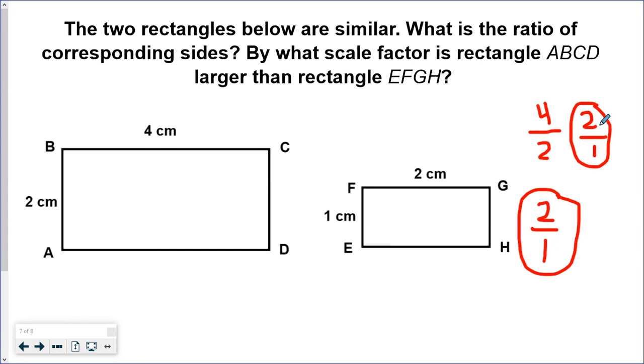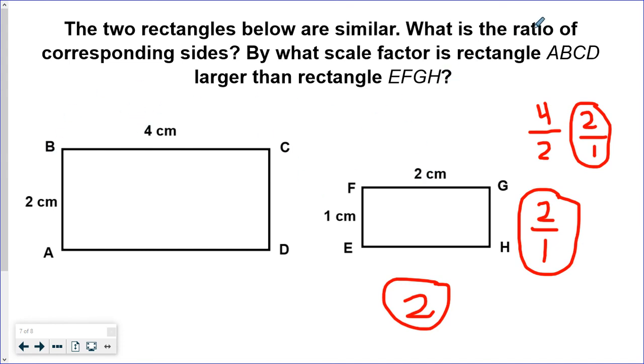That's the ratio. When it says, what's the scale factor? Well, what did I multiply 2 by to get 4? What did I multiply 1 by to get 2? The scale factor is going to be 2, because I multiplied both of these numbers by 2 to get the bigger sides here. Now the good news is that this is a 90-degree angle, this is a 90-degree angle. So again, the angles are the same number. It's just trying to figure out the side lengths.